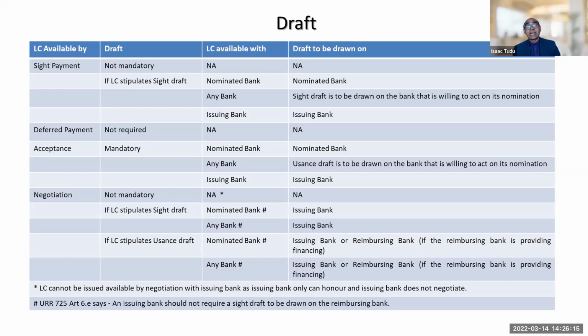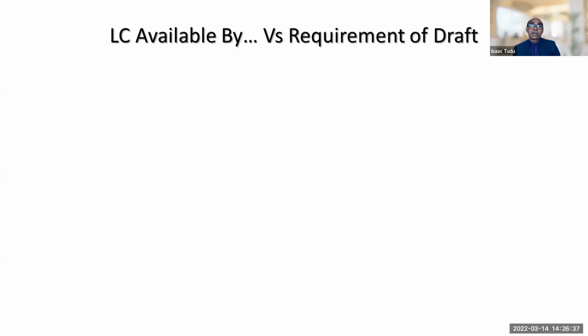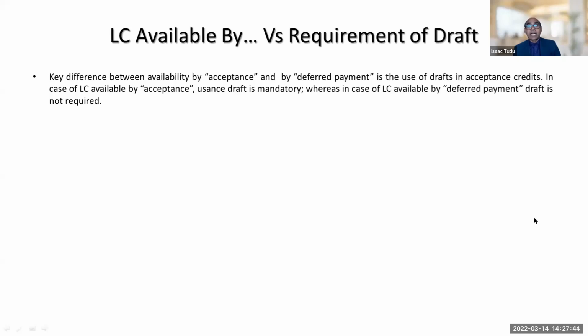It will depend on LC available with which bank and LC available by sight payment, or LC available by negotiation, or LC available by acceptance. A few more concepts on this I would like to highlight here one by one. The key difference between availability by acceptance and by deferred payment is the use of a draft in an acceptance credit. In case of LC available by acceptance, a usance draft is mandatory, whereas in case of LC available by deferred payment, a draft is not needed at all.